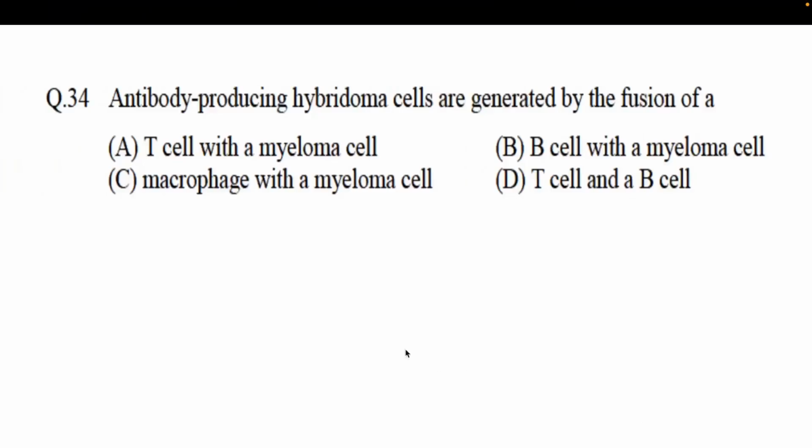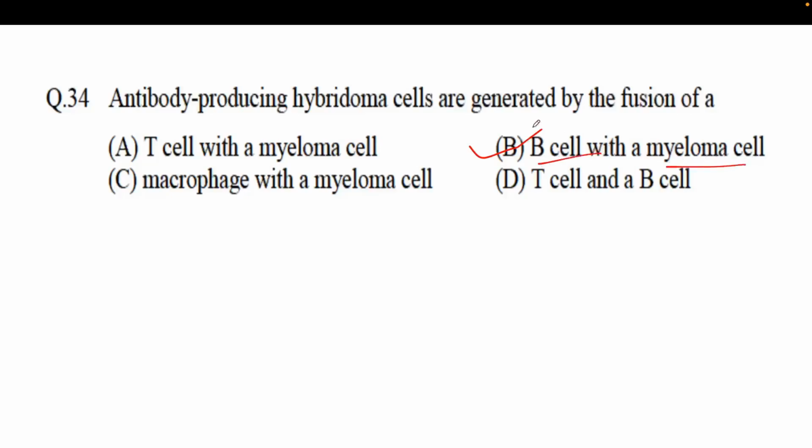So in this question it has been asked: antibody producing hybridoma cells are generated by the fusion of a T cell with a myeloma cell, B cell with a myeloma cell, macrophages with a myeloma cell, or T cell and a B cell. Okay, so what will be the correct answer of this question? So as we discussed in the earlier slide, there are two types of cell. First one is the B cell or the splenocyte, and second one is the myeloma cell or immortal cell. Okay, so the correct option of this question will be option B, where the B cell will fuse with the myeloma cell.